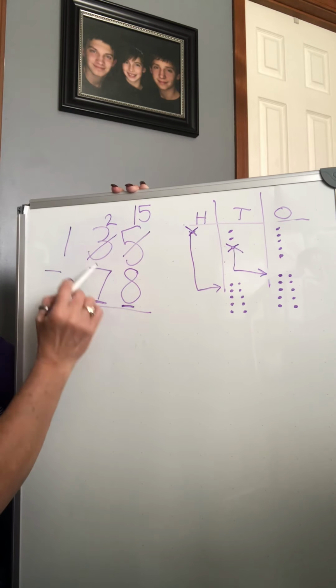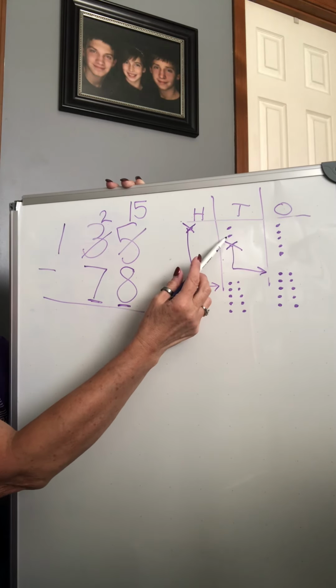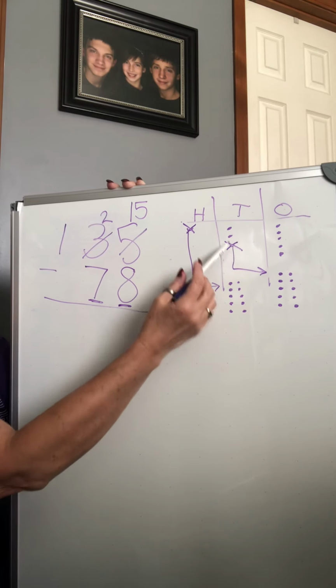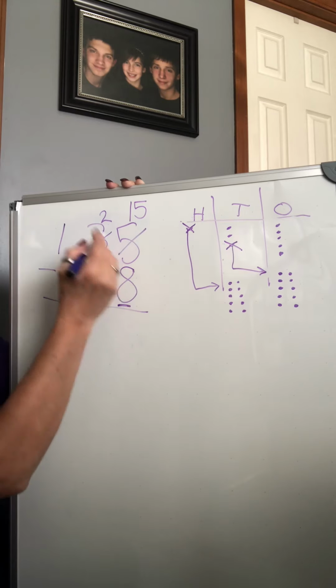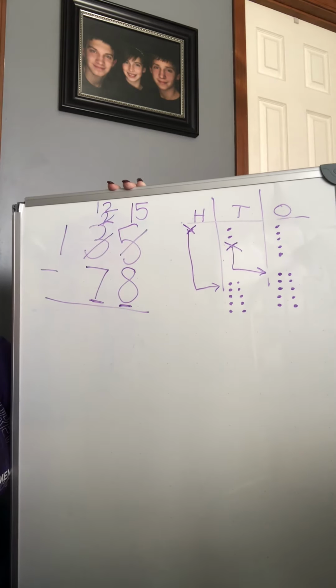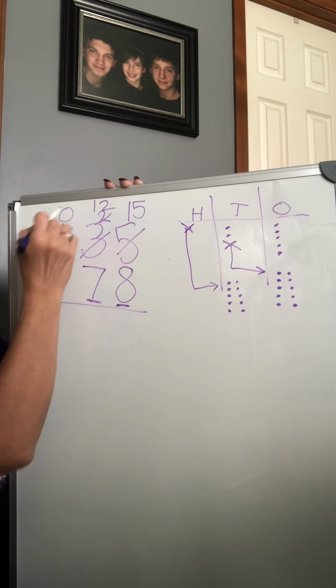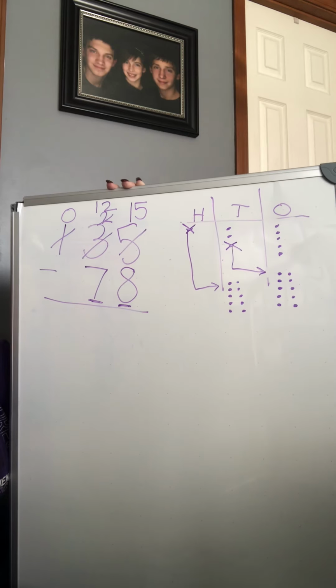All right, going back again to our vertical form. I don't have 2 tens anymore. I have 12. And I don't have 100 anymore. I have 0. All right, so now let's do the actual subtracting.